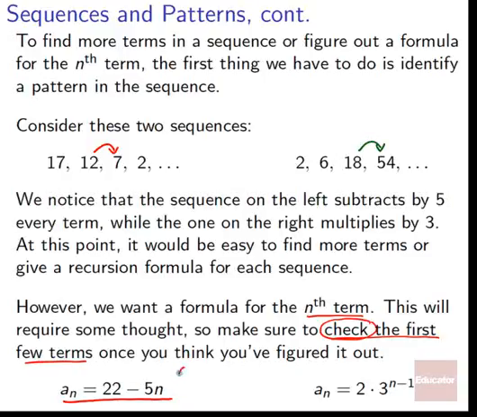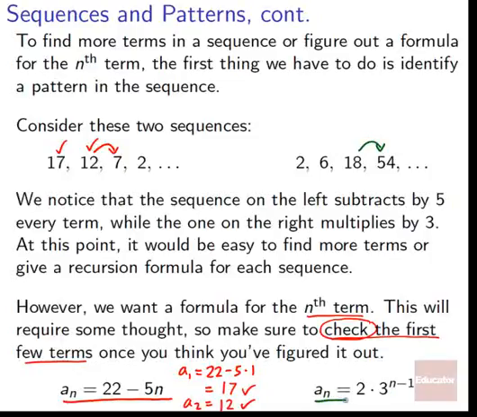So for example, if we figured out what A1 is going to be, well, that'd be 22 minus 5 times 1, 22 minus 5, or 17. Hey, that checks out with what we have here. If we did A2, then that'd be equal to 22 minus 5 times 2, 22 minus 10, 12. Hey, that checks out with what we have here, so it looks like it winds up working out.